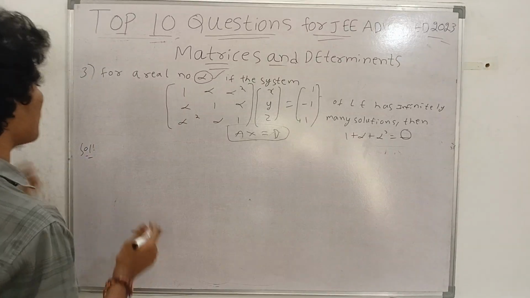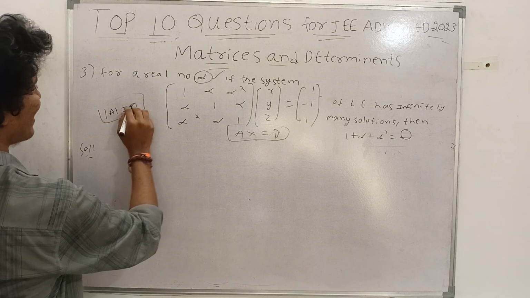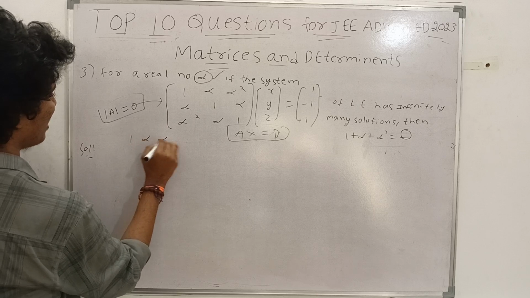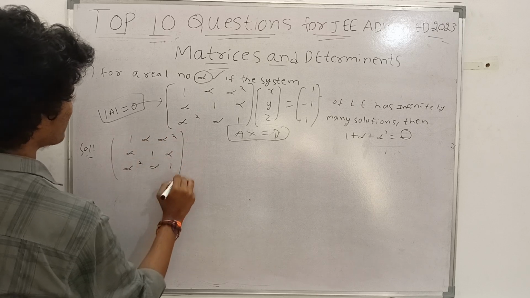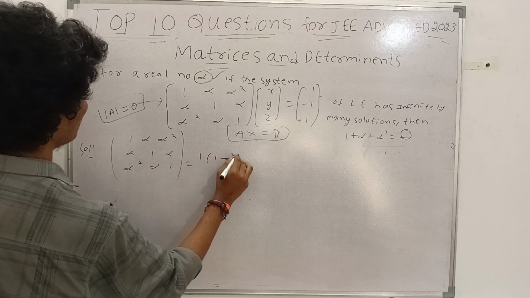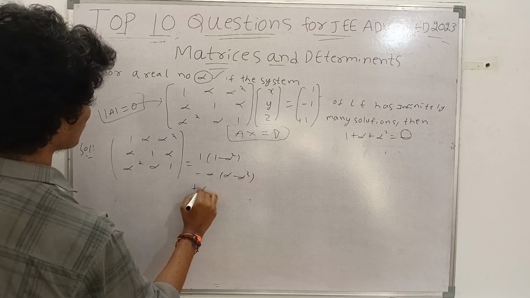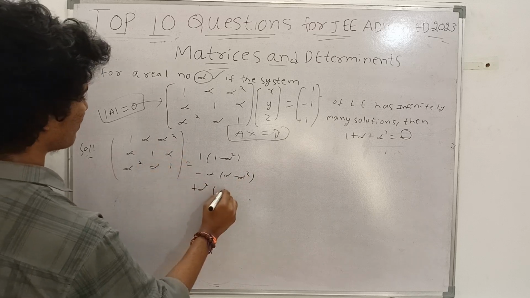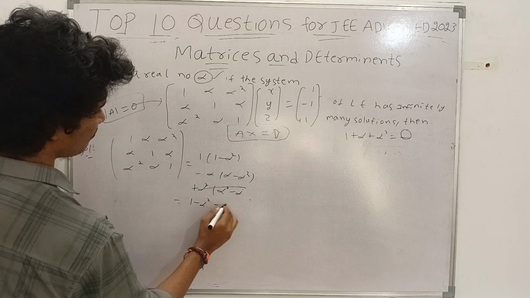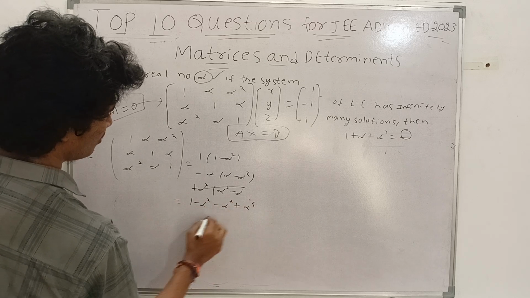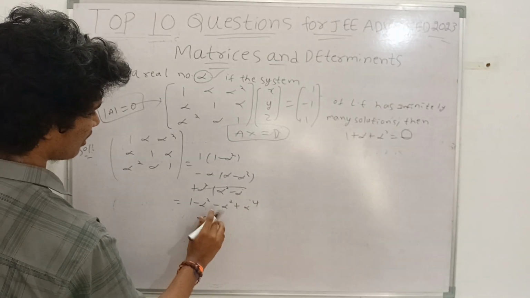What is the condition for infinitely many solutions? That determinant should be equal to 0. This matrix determinant should be equal to 0. That is 1, alpha, alpha square; alpha, 1, alpha; alpha square, alpha, 1. What is the determinant of this? That is 1 into (1 minus alpha square) minus alpha into (alpha minus alpha cube) plus alpha square into (alpha square minus alpha square). It is 0. So 1 minus alpha square minus alpha square plus alpha to the power 4 here.